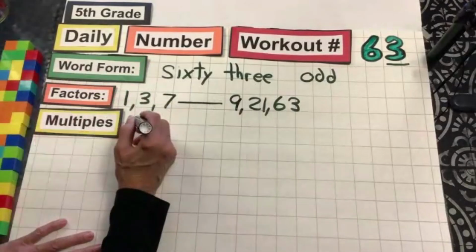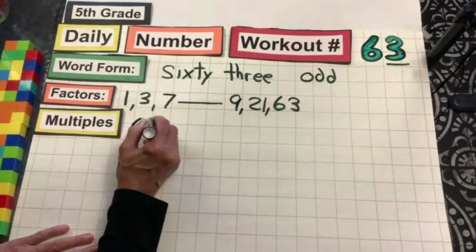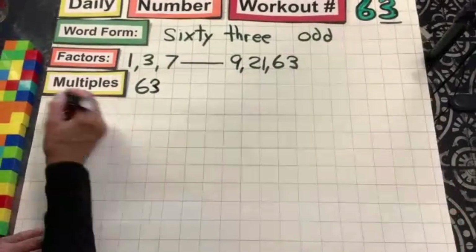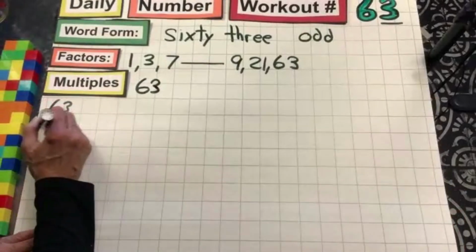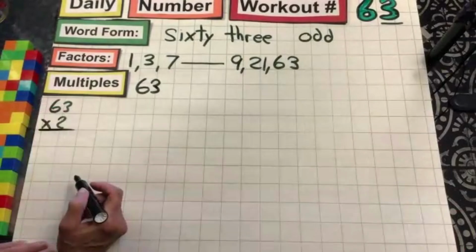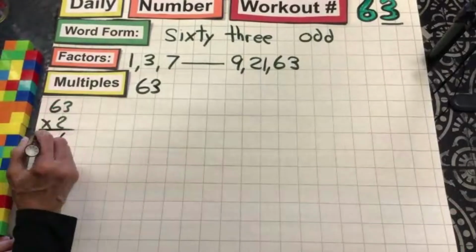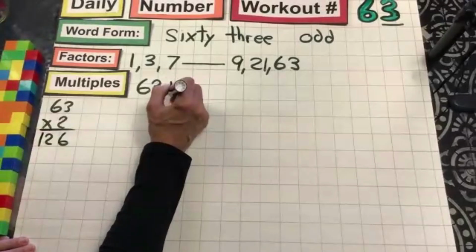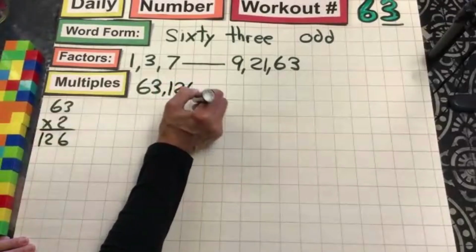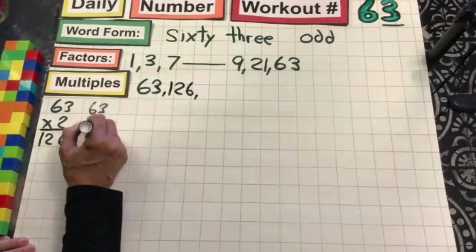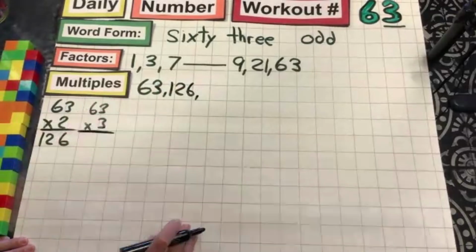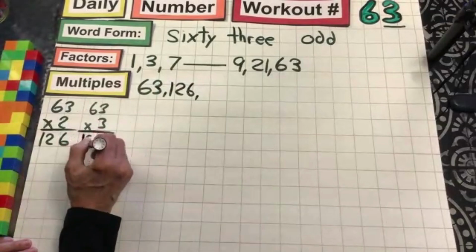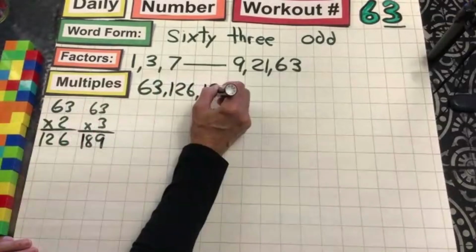Let's go on to multiples. So our first multiple of 63 times 1 is 63. Let's go on to all the multiples. 63 times 2. 2 times 3 is 6. 2 times 6 is 12. So our second one is 126. 63 times 3. 3 times 3 is 9. 3 times 6 is 18. So we have 189.